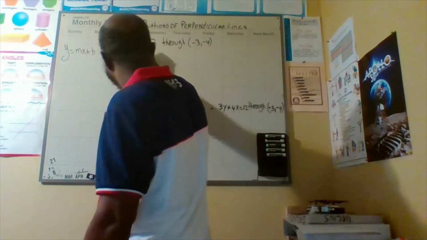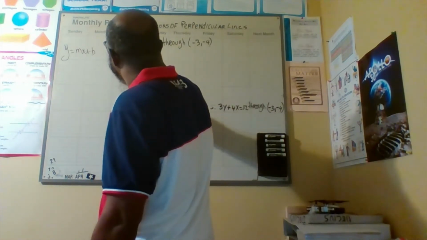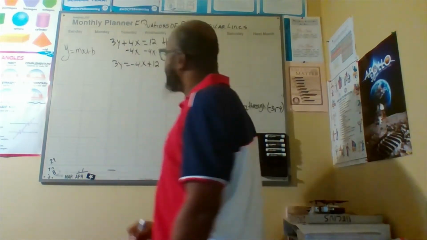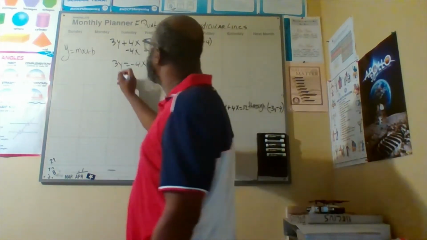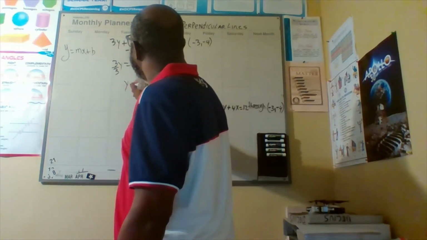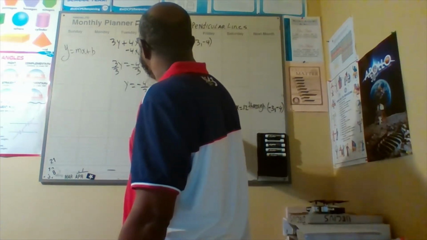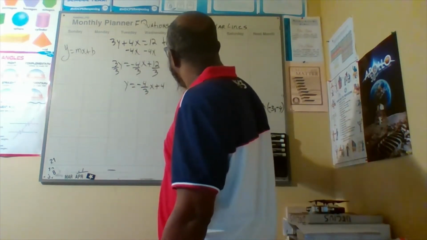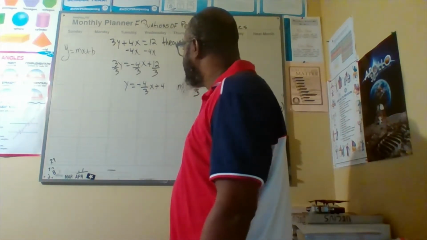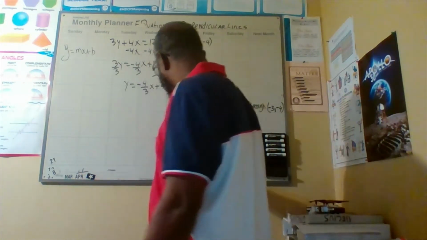We're solving for y, so we subtract 4x on this side. Then you'll have 3y equals negative 4x plus 12. Then you divide by 3. When you divide by 3, you'll have y equals negative 4/3 x plus 4. Now slope 1 is negative 4/3. Alright, we don't need that slope, we need the slope that is perpendicular. Then we're going to use the guideline.